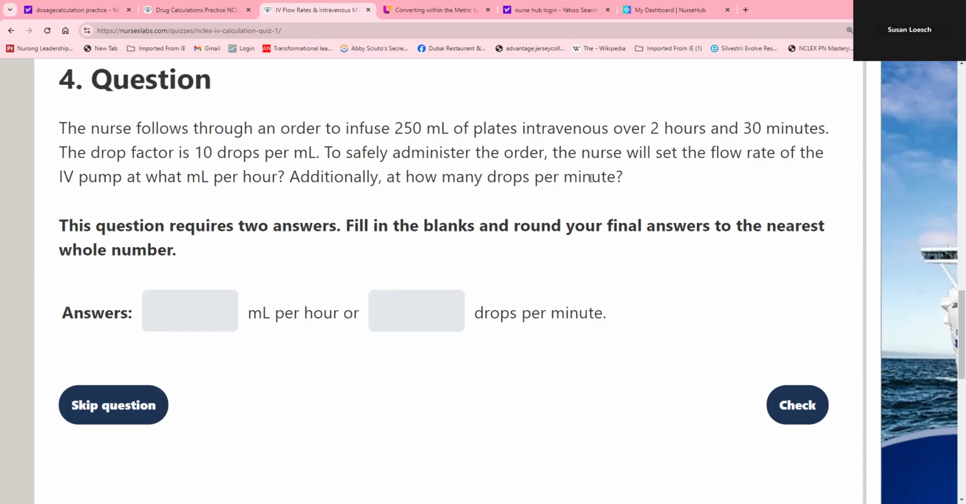So you could start with mLs per hour here. You see that you have 250 mLs for your total volume, right? And then it's going over 2 hours and 30 minutes. Now you're doing mLs per hour. So what's the issue? The minutes. So how do you want to do this? This is what you have to decide. There's no right or wrong way, but let's write down our 250 and our 2 hours and 30 minutes so that we have both of them when we go to the whiteboard.